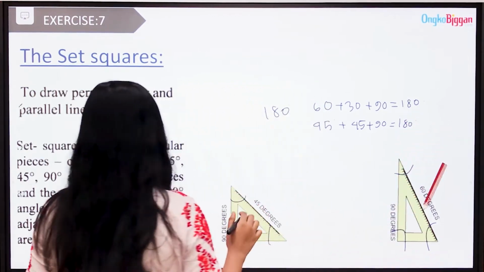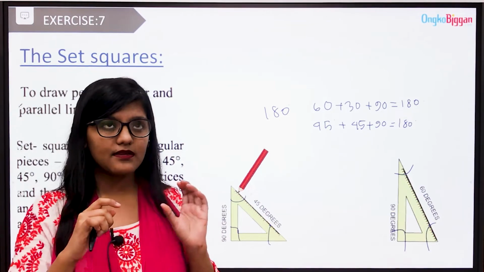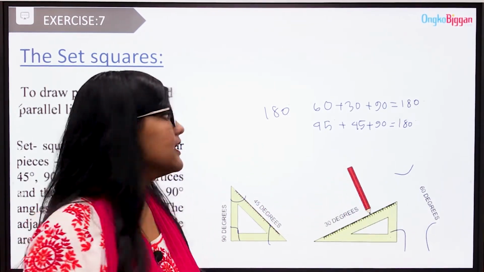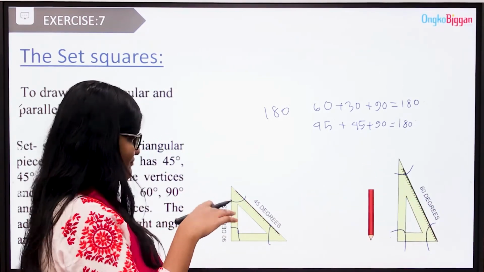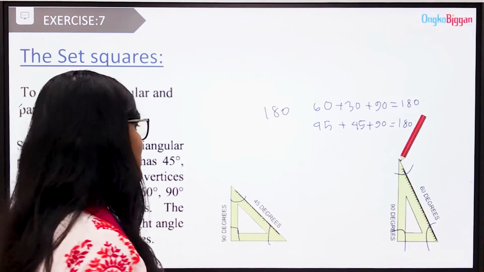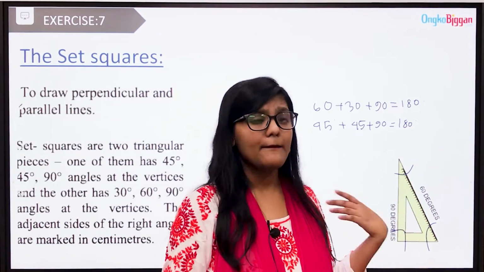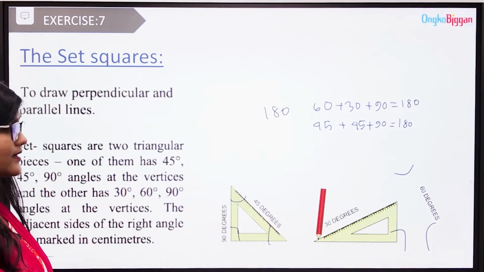So in exams, sometimes if we don't have enough time to draw angles of 45 degrees or 30 degrees, we can directly place these set squares and draw the angles. Again, since we have 90 degrees, we can also draw perpendiculars and parallels as well. So yes, I hope you are clear with set squares.